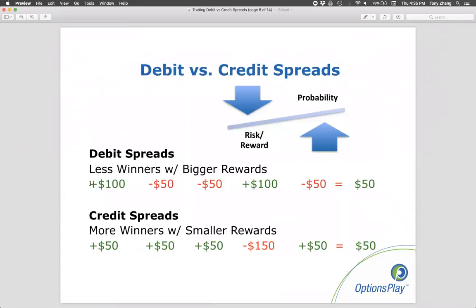So here I have an illustrated 5 trades where I'm winning on 2 trades. I'm winning $100 on 2 of those trades, but 3 trades where I'm losing $50 each. And the net result at the end is I make a $50 profit at the end of these 5 trades.